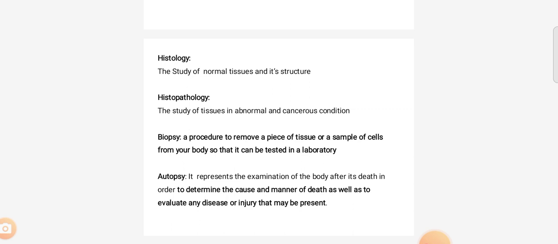Biopsy is a procedure to remove a piece of tissue or sample of cells from your body so that it can be tested in a laboratory. Autopsy means to determine the causes and manner of death as well as to evaluate any disease or injury that may be present.